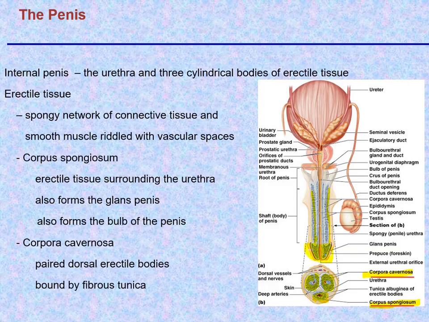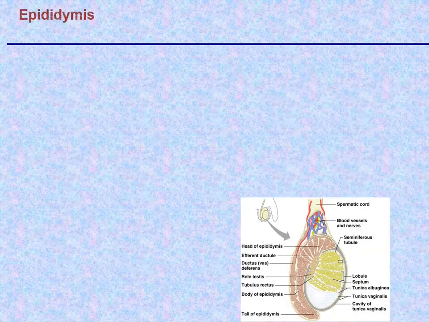penis to form the glans of the penis, and also at the base to form the bulb of the penis. Okay, so the glans penis and the bulb of the penis are formed by the corpus spongiosum. The reason should be obvious, I would hope, why this has a lot of vascular space, because those spaces fill with blood during erection and allow the tissue to be erectile.